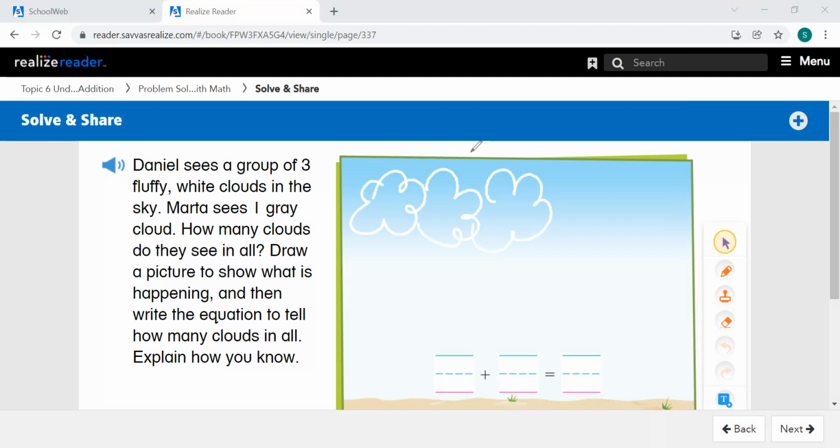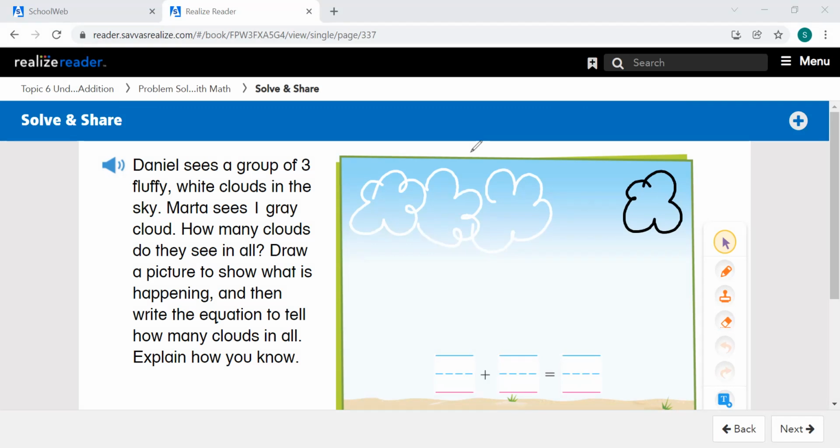Now, how many clouds did Marta see? She saw a group of 1 gray cloud. So I'm going to draw that cloud right here. Now, we are going to write an equation to show the groups of clouds.